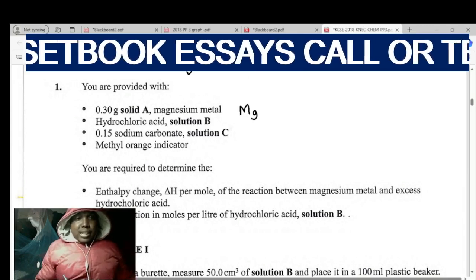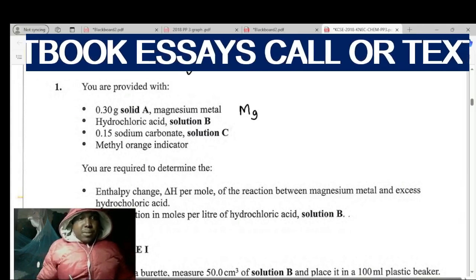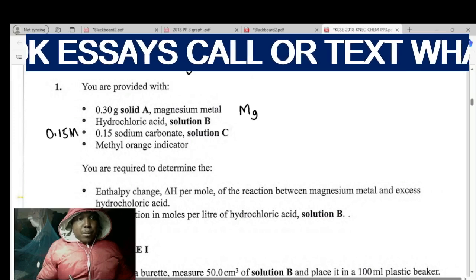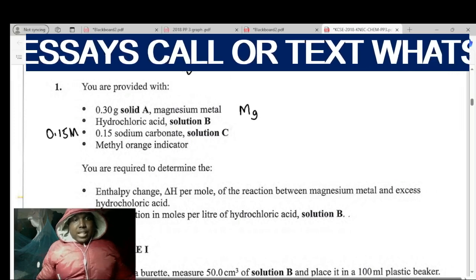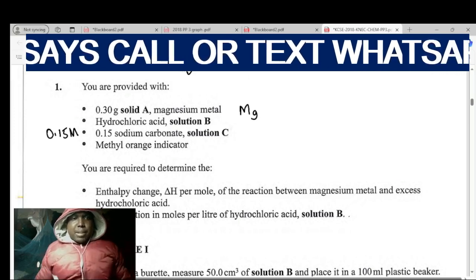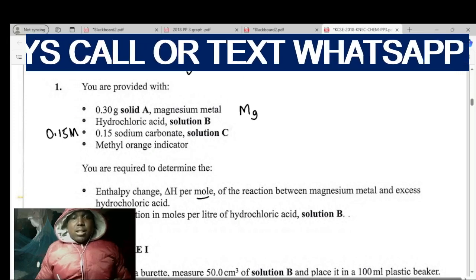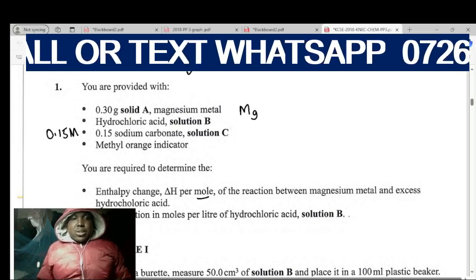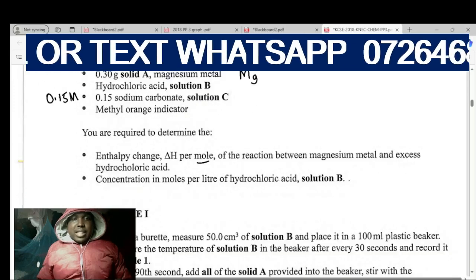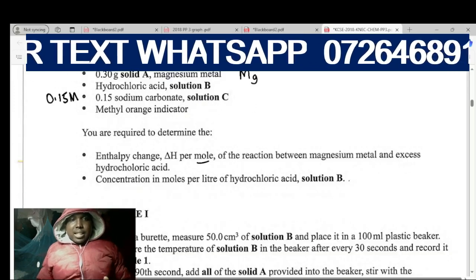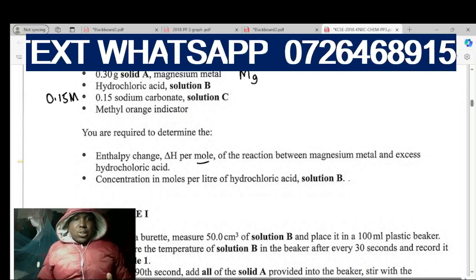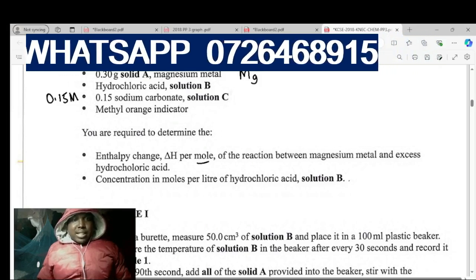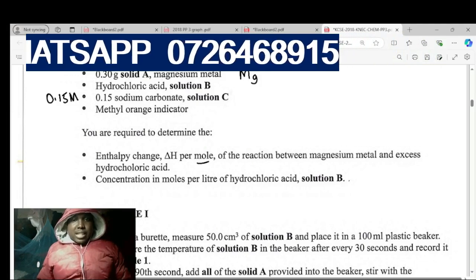So there is a letter that is missing here. This one is 0.15 capital M solution C, and a methyl orange indicator. You are required to determine the enthalpy change per mole of the reaction between magnesium metal and excess hydrochloric acid. So remember, metal with hydrochloric acid, that reaction is a metal plus acid, which is going to give us salt plus a gas. And then determine the concentration in moles per liter of hydrochloric acid, solution B.